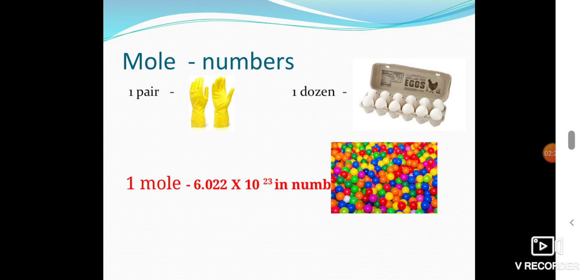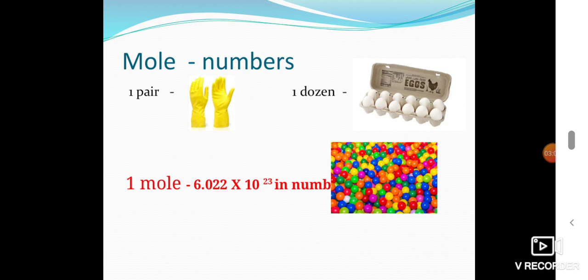One pair. Students, what is one pair? A pair of substance contains how many things? A pair contains 2, isn't it? Here I denote a pair of gloves. It contains 2 gloves. Like that, 1 dozen. What does 1 dozen mean? How many things does it contain? It contains 12 things, isn't it? 1 dozen of eggs. Here it denotes 12 eggs. Like that, mole is also expressed by its number.